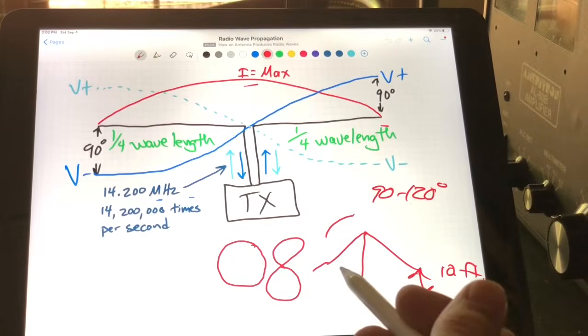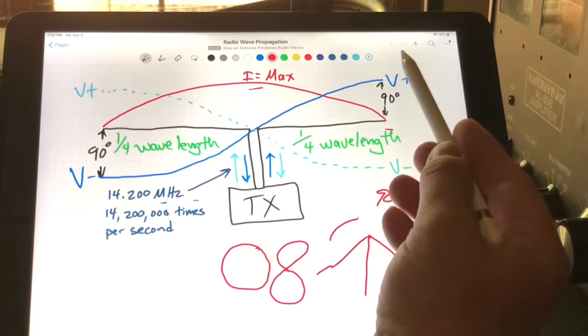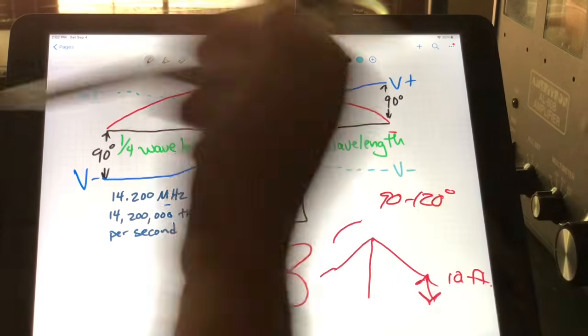And then finally, there's the safety aspect of this. Remember, the voltage is the highest on the ends, and that could hurt someone. So just be mindful of that when you install your antenna.